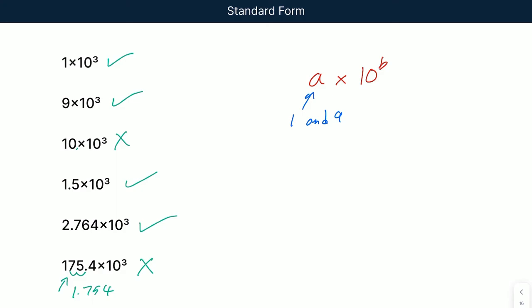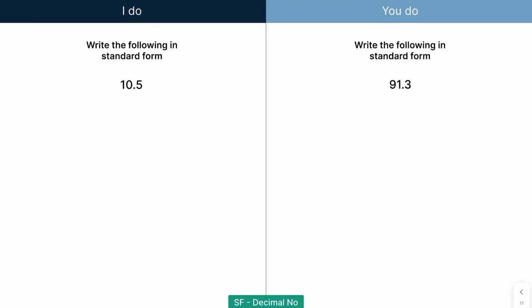So same with the 10, the decimal's there. We need to hop it. So you need to be thinking about how do you hop the decimals to get your answer. So moving on, write the following in standard form. Now remember, in order for this to be standard form, it needs to be between 1 and 9.